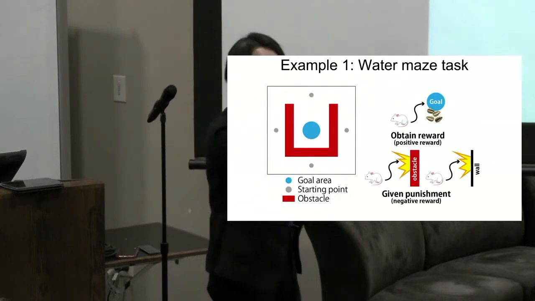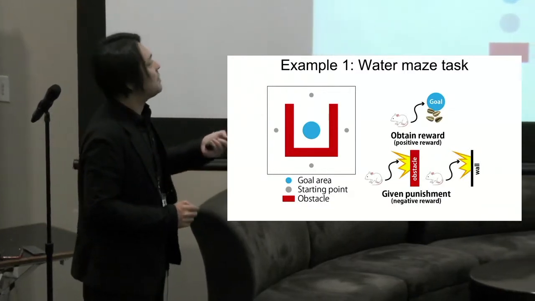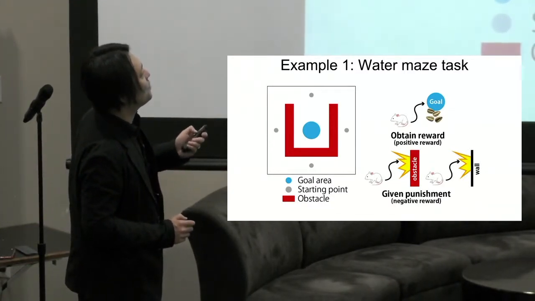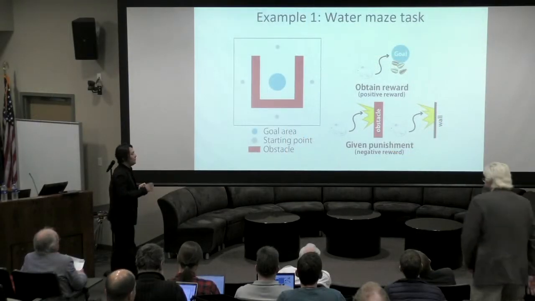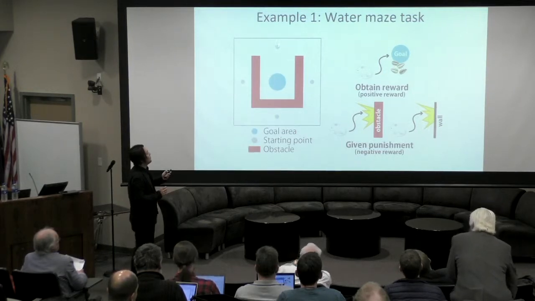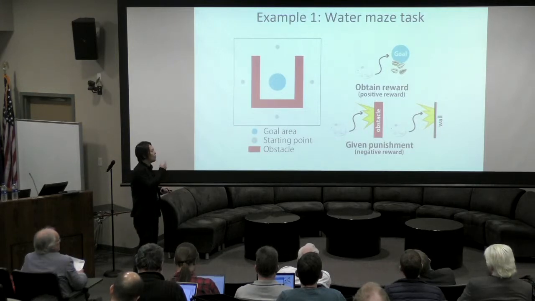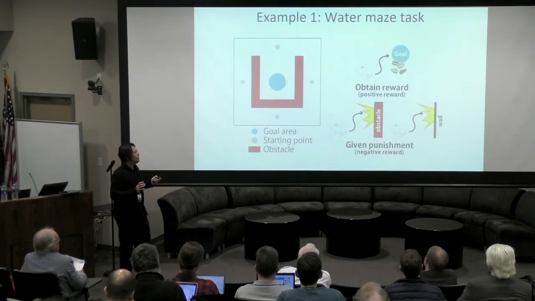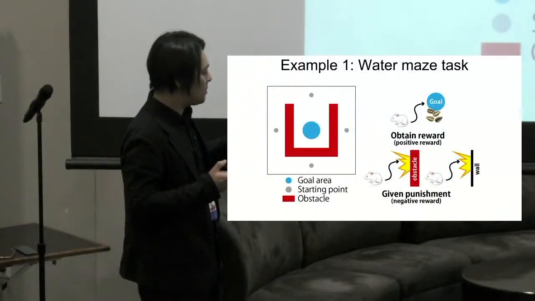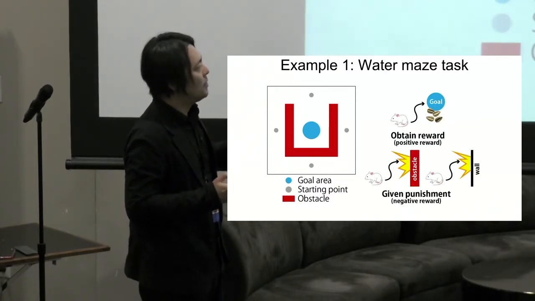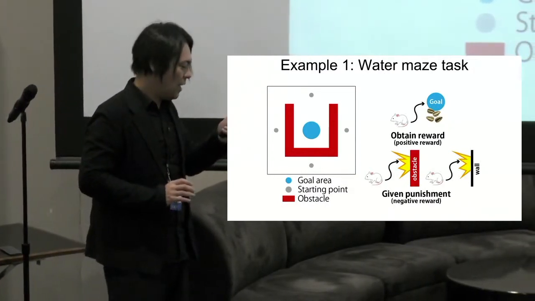And I'm going to show you some examples. The first example is a standard water maze task. This is a maze, and this blue circle represents a goal, and the red square represents the obstacle. Initially, the agent is put at one of the 4 starting points, and the agent has to find the goal. When the agent finds the goal, some positive reward is given to the agent. On the other hand, when the agent hits the obstacle, the agent receives a punishment or a negative reward. It's a very simple task.